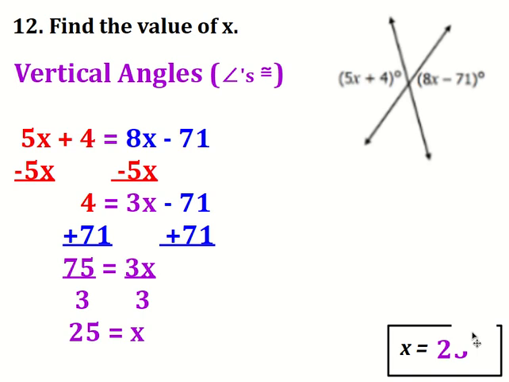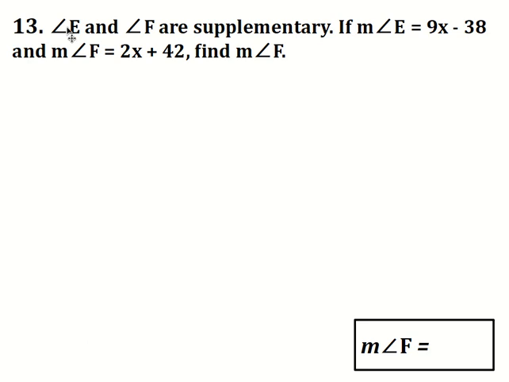All I needed was the value of x. So x equals 25. Angle E and angle F are supplementary. If the measure of angle E equals 9x minus 38 and the measure of angle F is 2x plus 42, find the measure of angle F.